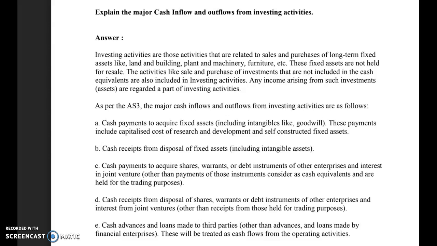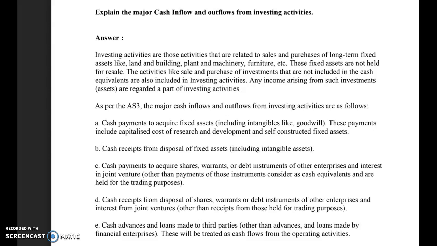As I have shared with you earlier, investing activities are those activities that are related to the sale and purchase of long-term fixed assets or non-current assets, which are generally not for the resale purpose. Land and building, plant and machinery, furniture, these fixed assets are not held for the resale purpose.